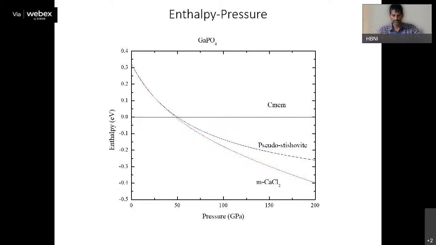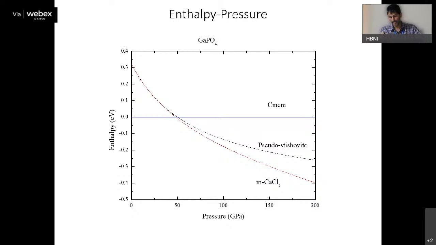So this is the curve which is for, let's say, gallium phosphide. What you do is compute the enthalpy with respect to your ambient phase or that desired phase. In this case, we have computed the enthalpy with respect to the CMCM phase, which we'll discuss later. And you see that when you start at zero pressure, this has a lower energy. And we have simulated two other phases.